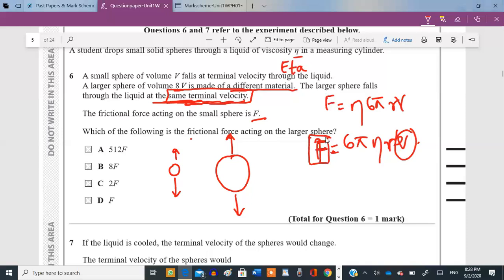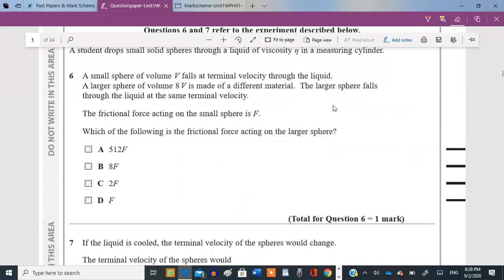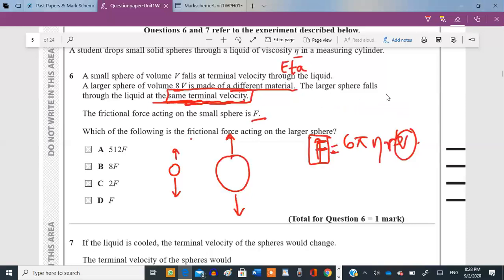And that implies that in order to keep this terminal velocity constant, there has to be something different with the force, right? Okay, let me rearrange this formula. If you rearrange this formula, it becomes v equals F upon 6 pi eta multiplied by r.